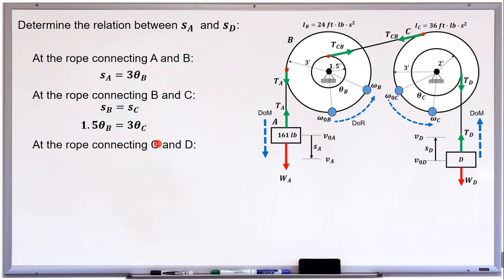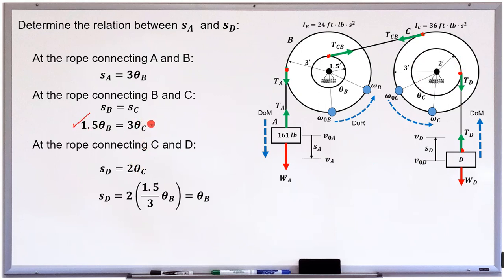Next, at the rope connecting C and D, so this rope from C to D, the linear displacement is equal to SD equals 2. So 2 here is the radius of the circle right here. So this circle is tangent to the rope that connects cylinder C and block D. So we have 2 times the angular displacement of C.